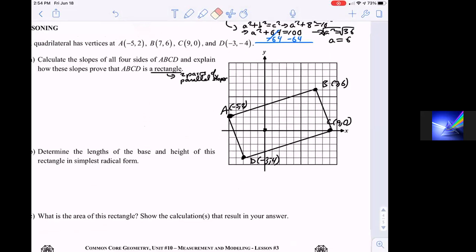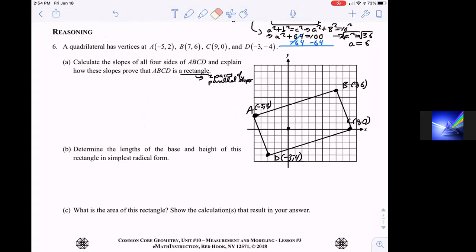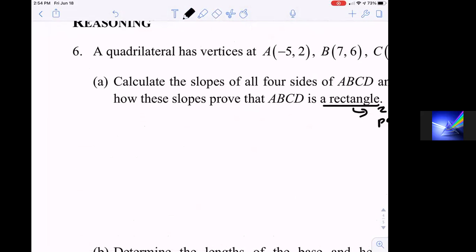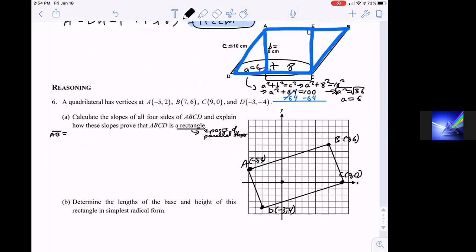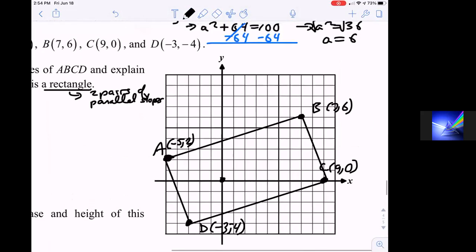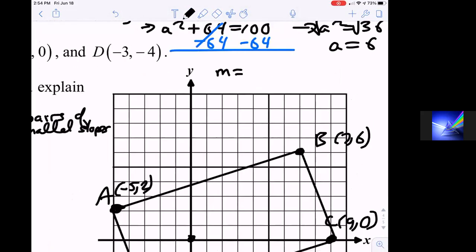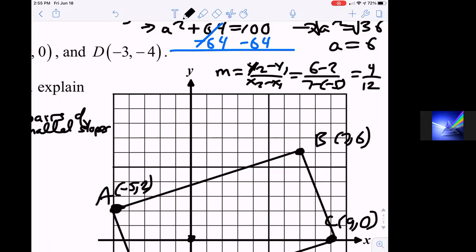All right, so let's go ahead and find the slopes on each one of these. We're going to start with AB. Now there's 2 ways you can find the slope. You can find the slope using the slope equation, which is y2 minus y1 over x2 minus x1. You can simply do it with coordinate points if you want. And so going AB, it would be 6 minus 2 over 7 minus negative 5, which is 4 over 12. You can do it that way.